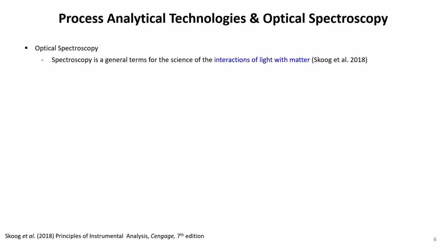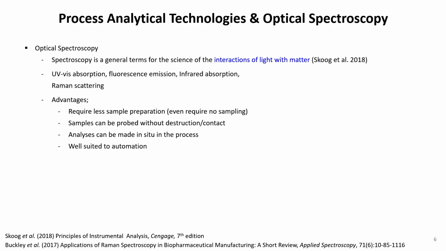On the other hand, there is development of optical spectroscopy as PAT. For example, UV absorption, fluorescence, infrared absorption, and Raman scattering are the representative optical spectroscopy. Although these are not as established as HPLC and mass spectrometry, these have advantages. For example, they require less sample preparation, and analysis can be in situ in the process and well suited to automation.